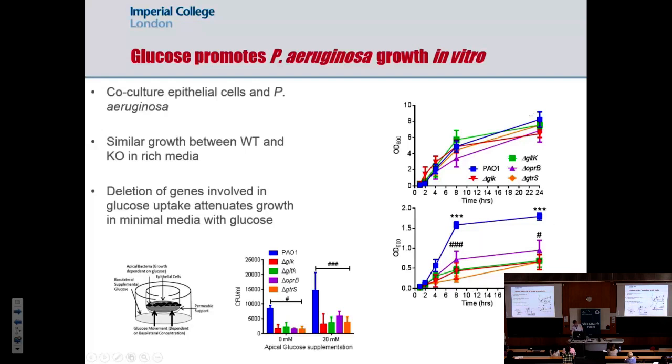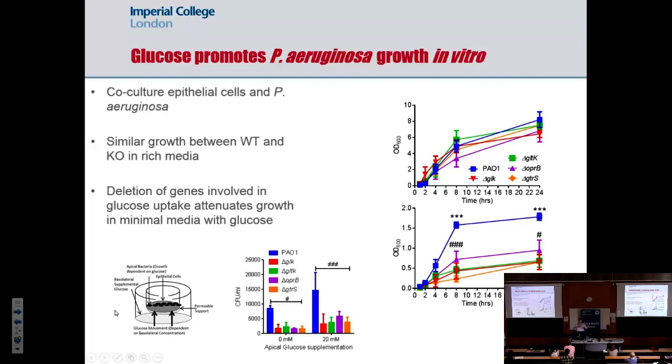But if they're then transferred into M9, which is a salt media, and only given glucose, so only given a single carbon source, the mutant bacteria then did not grow as well. So without the ability to use glucose, they cannot grow in this kind of minimal media. So what this shows is that the bugs we've generated, in the presence of glucose, don't grow. Therefore, we've knocked out their ability to utilize glucose. That gives us the tool to investigate: is the elevated glucose in the lungs what's driving the increased bacterial colonization?